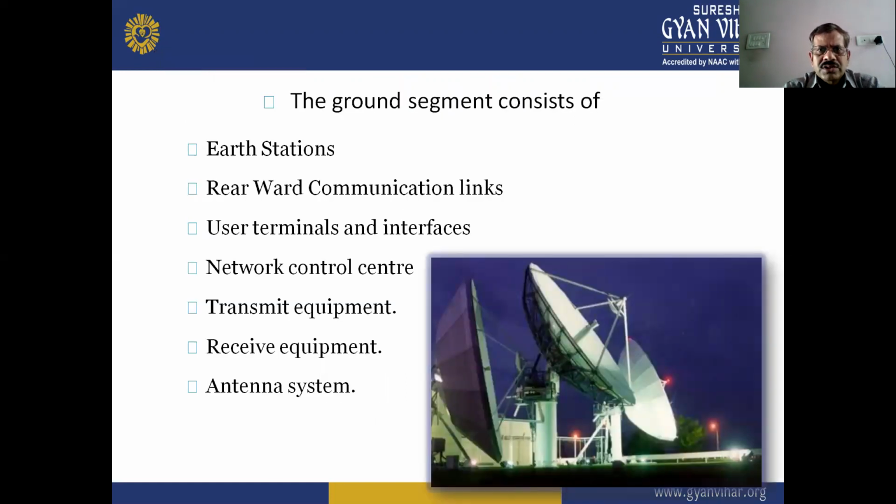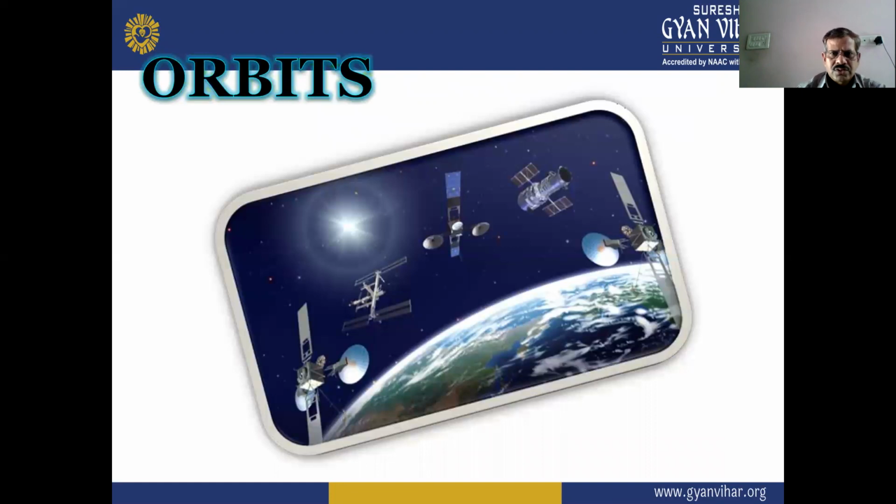The ground segment consists of Earth stations, rearward communication links, user terminal and interface, network control center, transmit equipment, receive equipment, and antenna systems. So this is the orbits picture view.